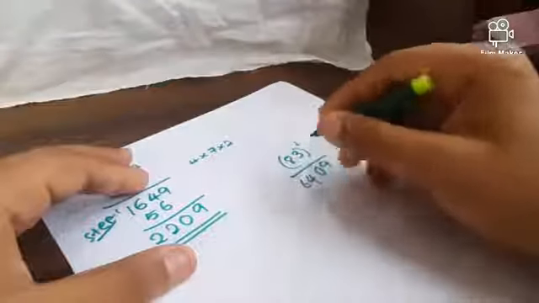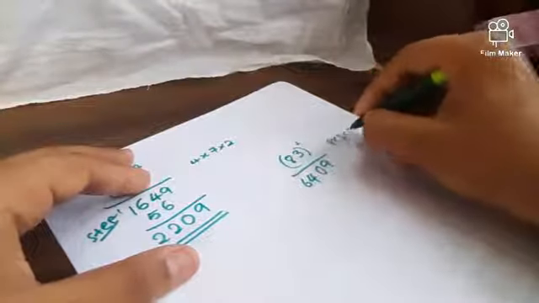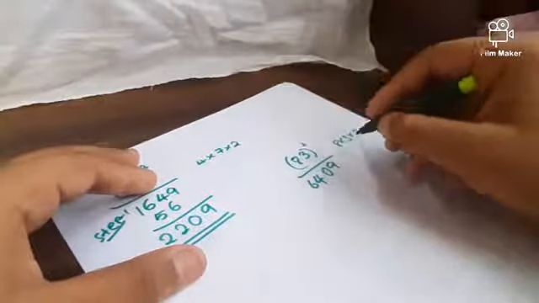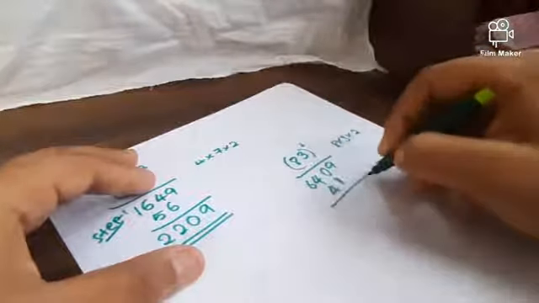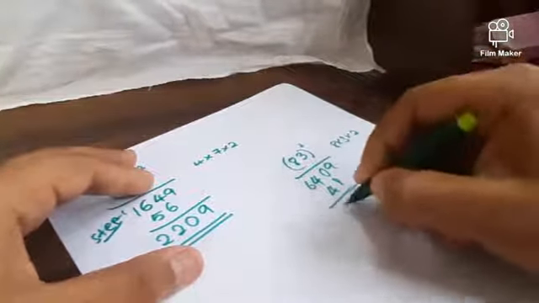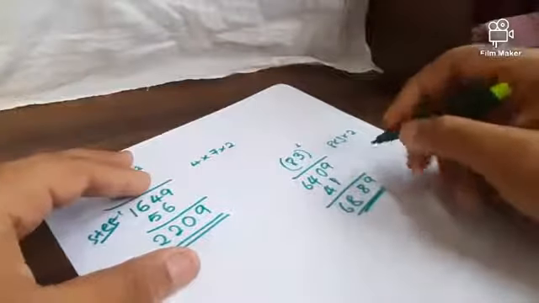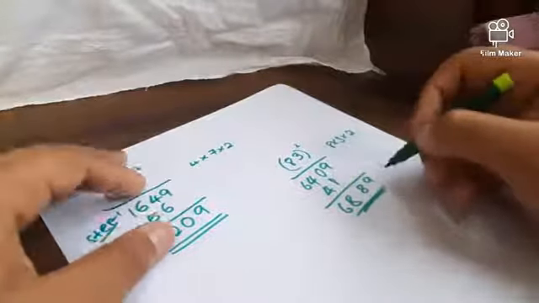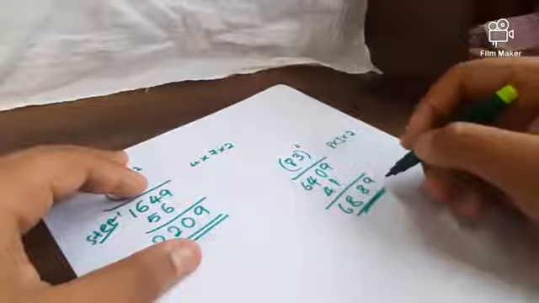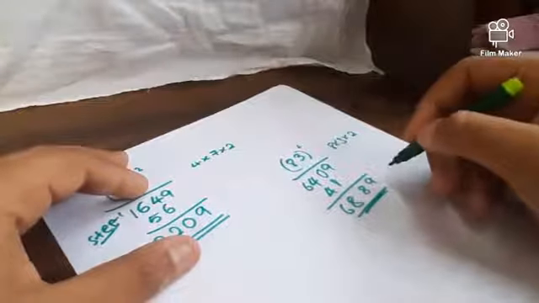This is step 1. Now multiply 8 into 3 into 2, which we all know is 48. Just add it. So the answer of 83 square will be 6889. Isn't it very easy?